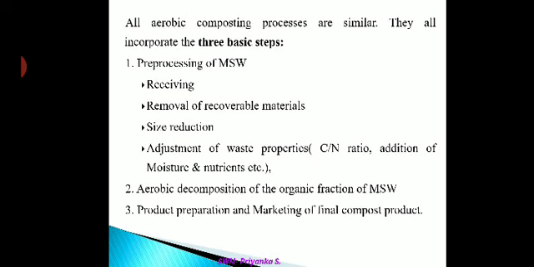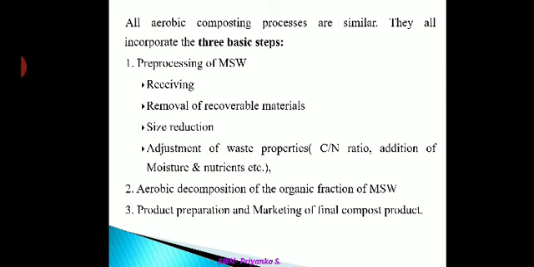All the aerobic composting processes are similar. They all incorporate three basic steps. The first step is pre-processing of municipal solid waste. Pre-processing includes receiving of the waste, removal of the recoverable materials from the collected waste, then size reduction, and finally adjustment of waste properties, that is the CN ratio. CN ratio is the carbon nitrogen ratio, along with addition of moisture and nutrients, etc.